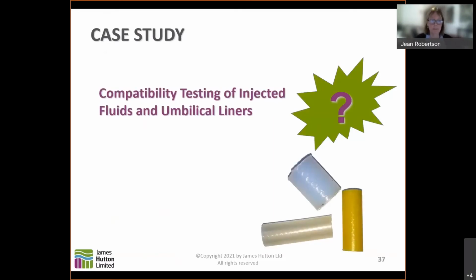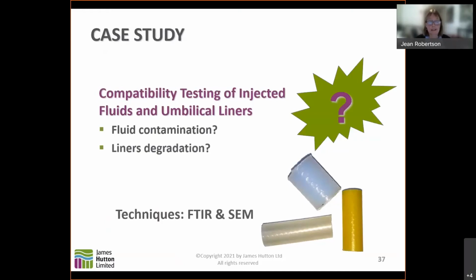And another case study, which uses FTIR, is a different kind of thing, where we're looking at compatibility of injected fluids and umbilical liners. Where you're going to have a fluid sitting in a pipe with this type of liner, it's very important that the client needs to know, is there going to be any interaction between the fluid and the liner, because this could potentially cause fluid contamination. And also, if something's coming out of the liner, then potentially that could also be causing degradation. So in order to study that, we take a look at the FTIR of the fluids.